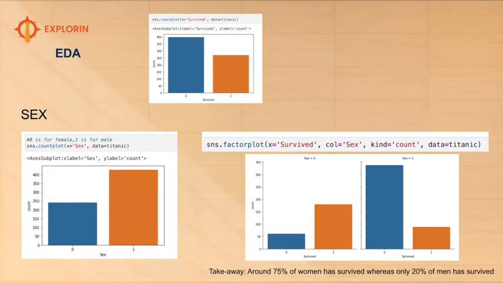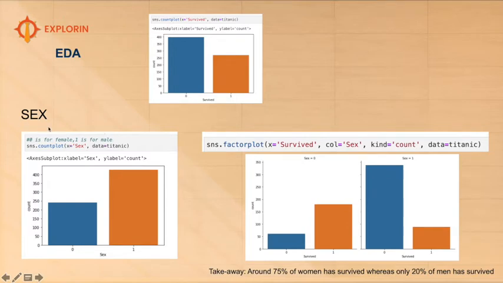So we'll do EDA now. First we'll plot various plots and take some takeaways from them, about what these plots represent, right? The first is count on the y-axis and survived on the x-axis. Here we could see that very few people have survived. 1 is for survived and 0 is for not survived. So very few people have survived and more people have died, right?